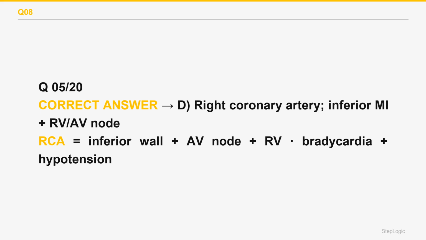Match the leads to the artery. Anterior, V1 to V4, is LAD. Lateral, I, aVL, V5, V6, is left circumflex. Inferior, II, III, aVF, is RCA. Inferior MI with bradycardia is the RCA.